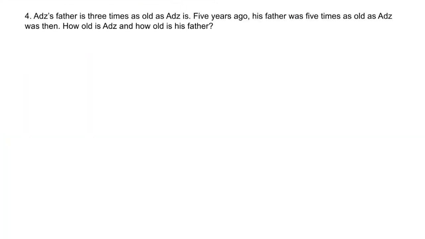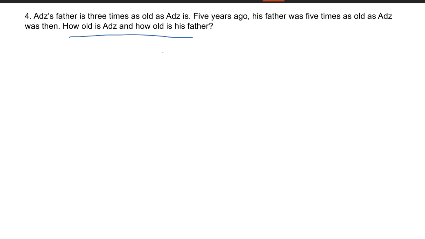Let us continue with example number 4. Ads' father is 3 times as old as Ads is. 5 years ago, his father was 5 times as old as Ads was then. How old is Ads and how old is his father? In this example, we will start with determining what is being asked, and we know that we are asked to find the ages of Ads and his father.